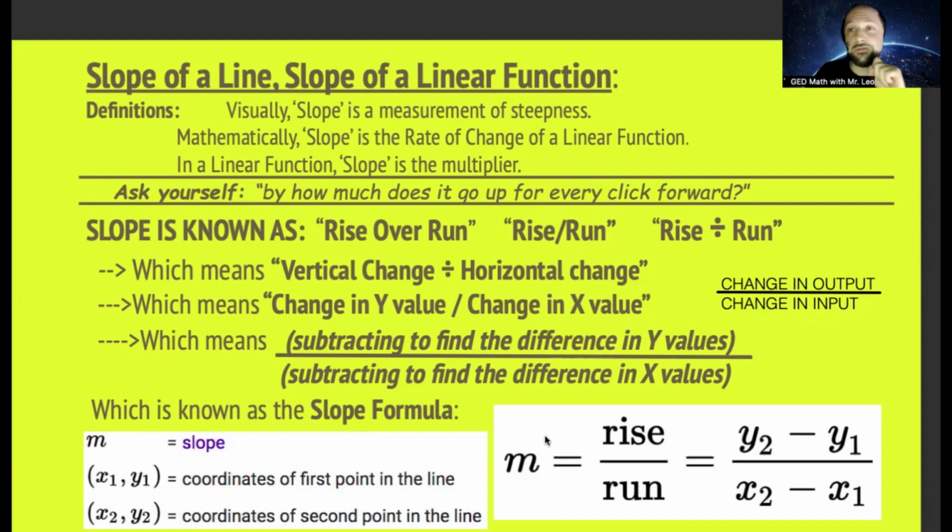This is the slope formula. This is new for today. This is a big deal. It's kind of hard. It's kind of famous. This is the slope formula. The slope formula is written this way: y2 minus y1 over x2 minus x1.